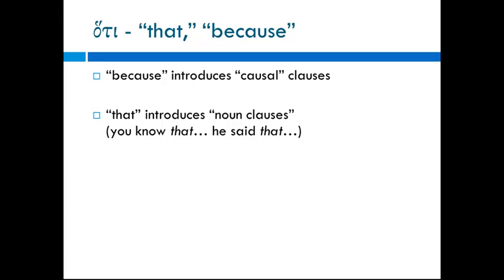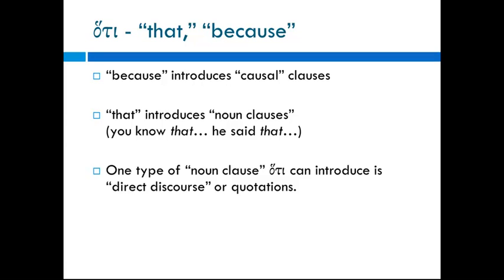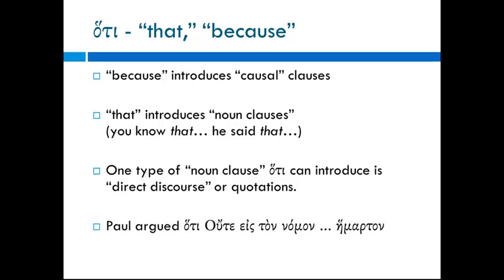You know that, he said that, and there are certain kinds of constructions that expect a noun clause. Actually, that in my example just then was a relative clause, so ignore what I just emphasized. Okay, so one type of noun clause hoti can introduce is direct discourse or a quotation. A lot of times when it does that, you're not going to translate. Paul argued that not even unto the law have I sinned. Neither against the law have I sinned, maybe is the translation. I can't remember where this is from, but I'm just doing it cold turkey. A lot of times you're not going to translate the hoti.